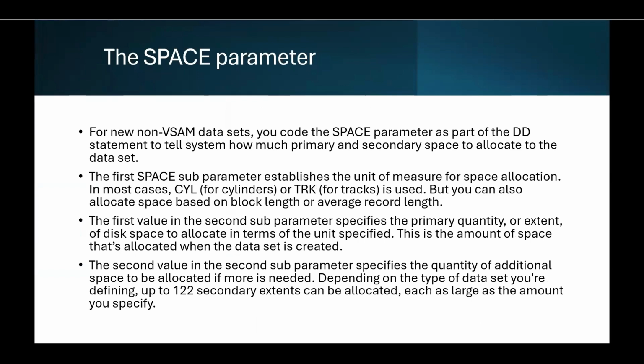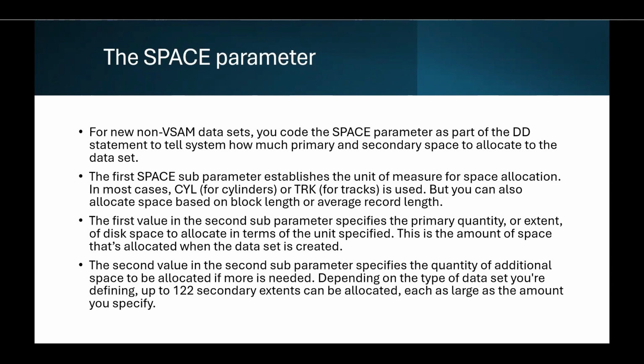Okay, the next one is the space parameter. For a new non-VSAM dataset, you code the space parameter as a part of the DD statement to tell the system how much primary and secondary space to allocate to the dataset. So when you are creating any new dataset, you need to provide some primary space and secondary space for the creation of that particular dataset.